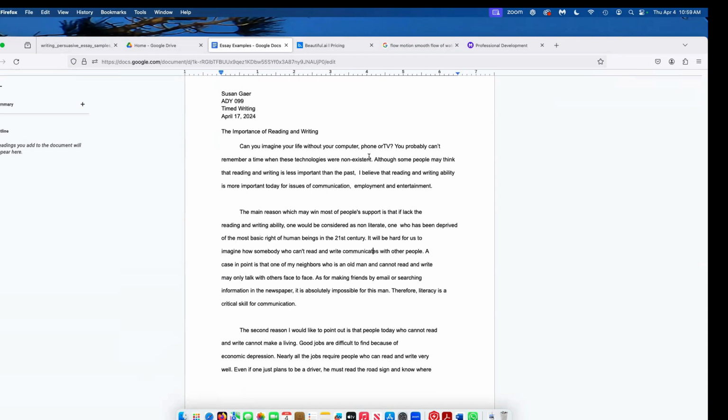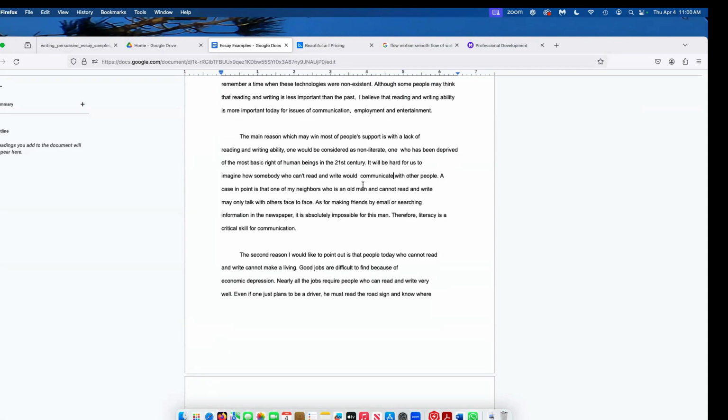Can you imagine your life without your computer, phone, or TV? You probably can't remember a time when these technologies were non-existent. Although some people may think that reading and writing is less important than in the past, I believe that reading and writing ability is more important today for issues of communication, employment, and entertainment.